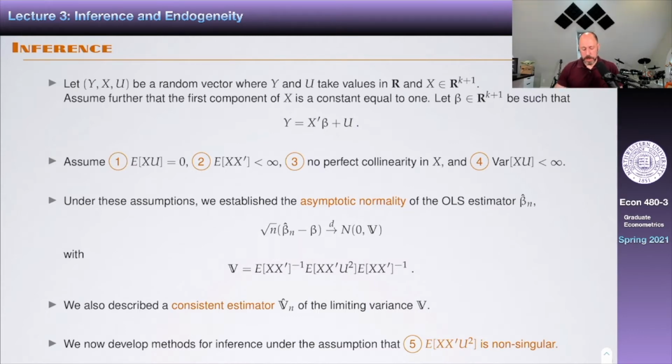So what we're going to do in the first part of today's class is to develop methods for inference under this additional assumption 5, which is that the expected value of x x prime u squared is non-singular. Okay, and you see that that appears over here. Why do we need this assumption? Well, eventually, as you know, all the tests are going to take this B inverse. Or if you think about the scalar case, we're going to be standardizing by the variance or the standard deviation. For that, we need that to be different than zero in the scalar case, or invertible in the matrix case. And for that, we need to make this assumption.